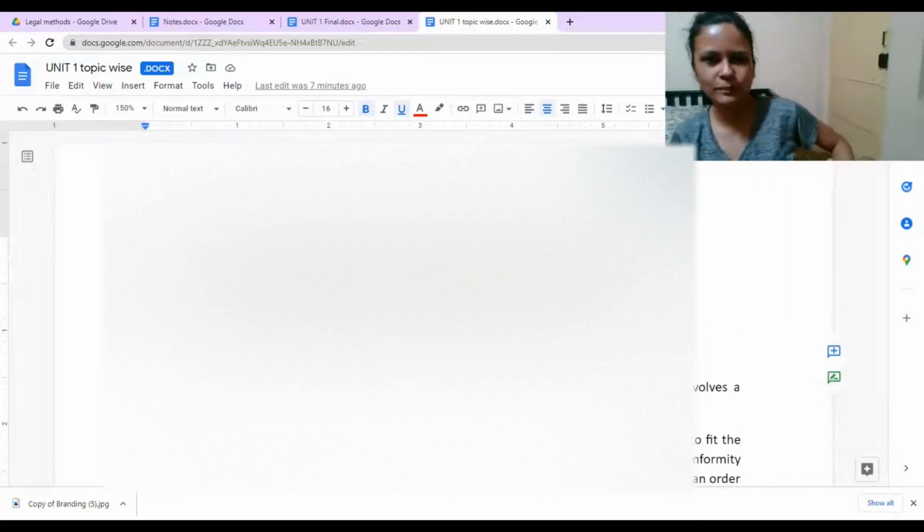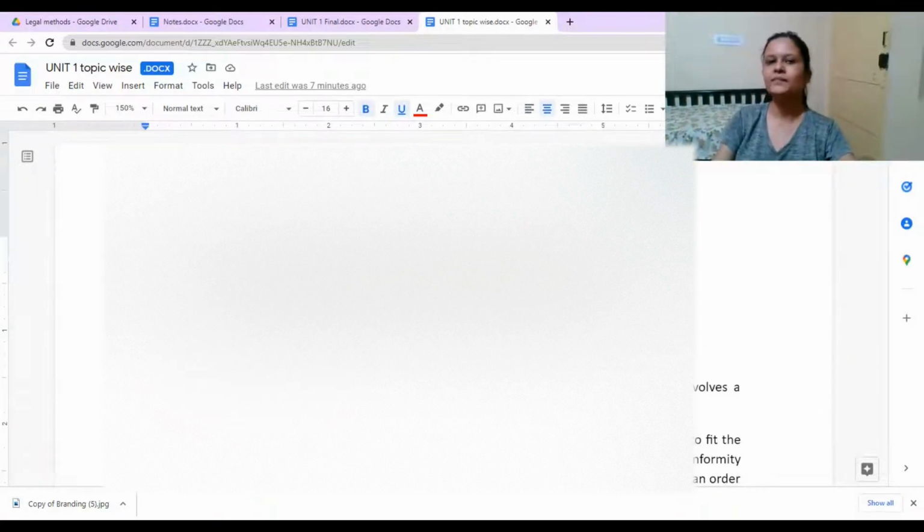Okay. So the first topic that we have is, what is law? Is law necessary? Essential functions of legal process, essence of law. These are the topics covered. All right. Now, before starting, what is law as per you?